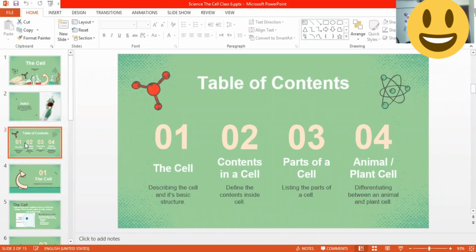The topics that we're going to cover in this chapter are the cell. We're going to describe the basic structure of it, the contents in a cell, define the parts of a cell, what are the different parts of a cell, and what is the difference between an animal and a plant cell.